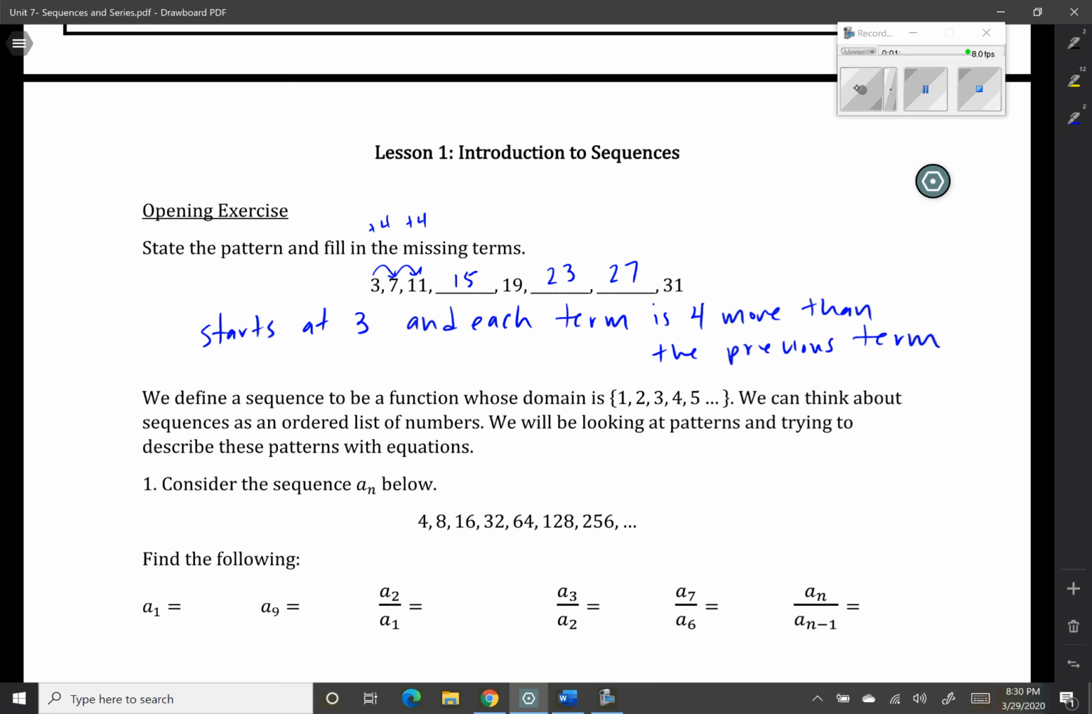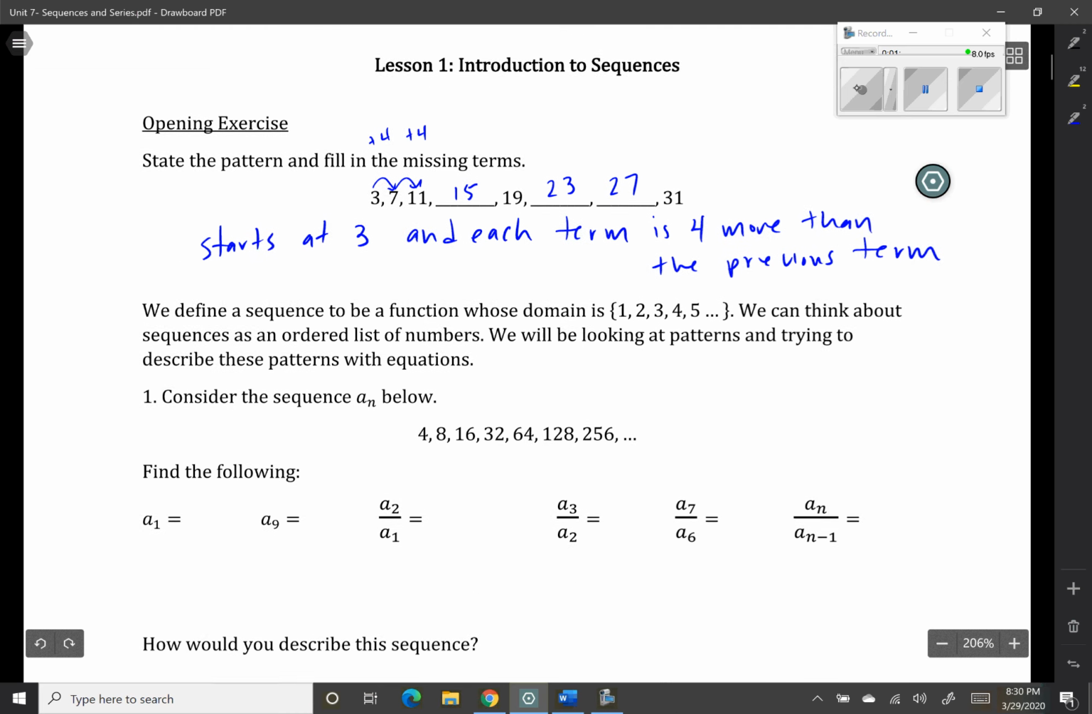So one of the things that we're going to look at a little bit today is just how we can identify what the pattern is. So we'll always state the pattern the same way that we did here in the opening exercise. We'll always talk about what's the starting number and how do we get from that starting number to each number thereafter. All right, and you'll see why once we get to lesson 4. But for today, we'll keep using that same notation.